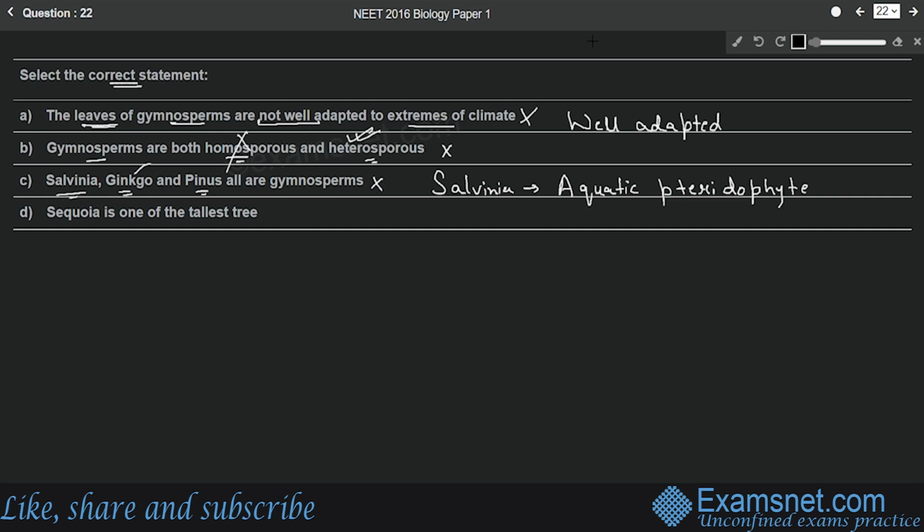Whereas Ginkgo and Pinus are gymnosperms. Okay. Then the last statement says Sequoia is one of the tallest trees. Now this is the correct statement. Sequoia is also a gymnosperm and it is known as giant redwood tree. Okay. So this is the correct statement. Option number D is the correct answer.